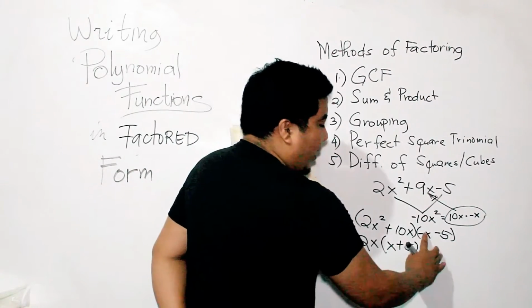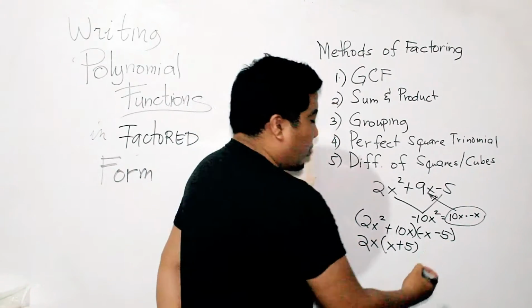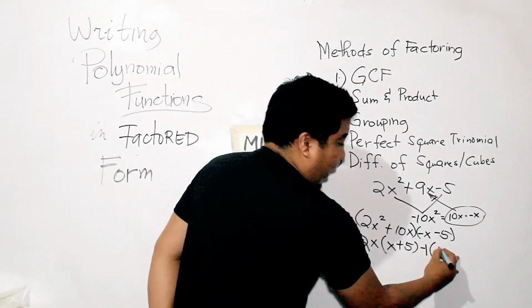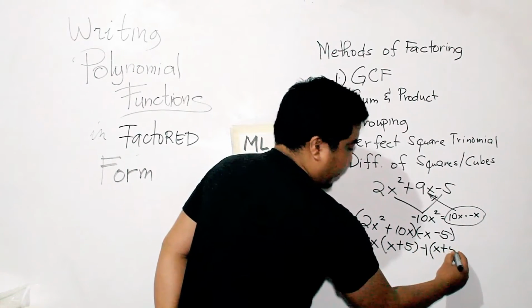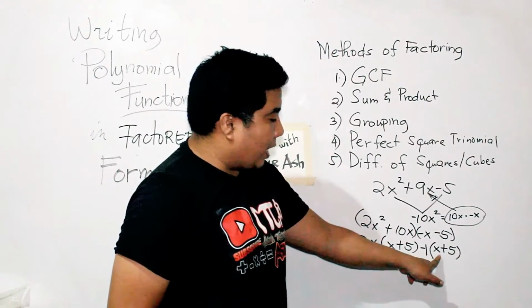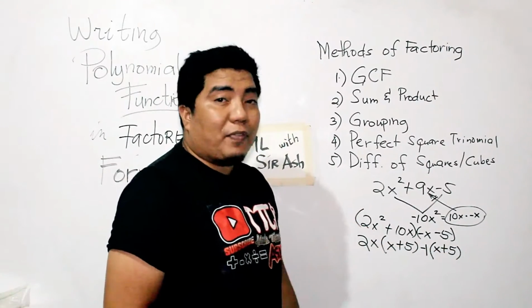Okay. Now, we have here negative x and negative 5. The common is the negative. So, therefore, you can extract the negative 1, leaving you x plus 5. So, we have here negative 1 times x, that is negative x. Negative 1 times positive 5, that is negative 5.